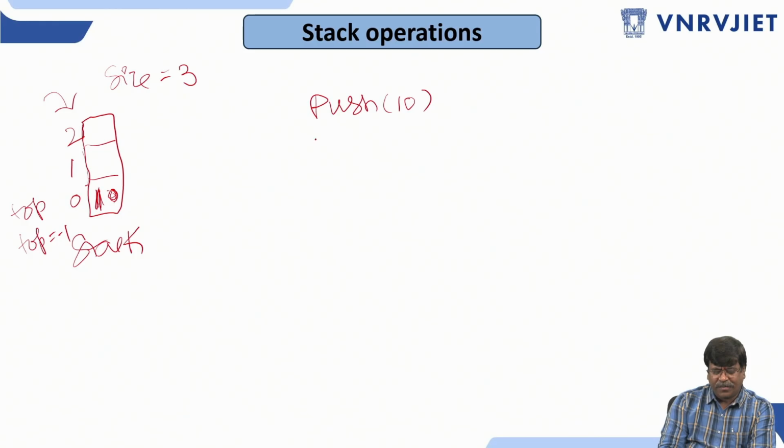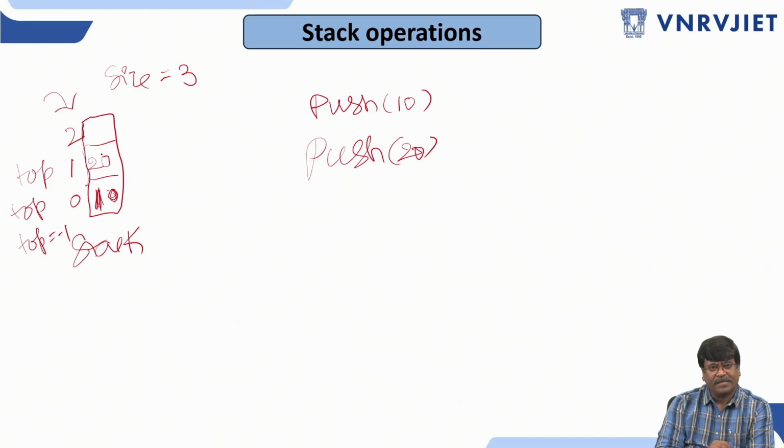Suppose I am calling one more operation, push 20. Again it is going to check: top will be incremented, and it checks whether space is available or not. Yes, now the top is 1 and space is available, and you are inserting the data 20 here. So this is how the push operation works.